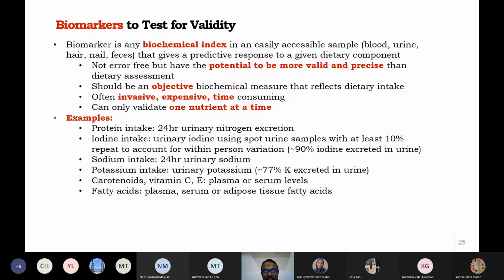Carotenoids, vitamin C, vitamin E, these are antioxidant vitamins. We usually measure them in plasma or serum samples. For fatty acids, we can measure in plasma and serum, but the best is to measure in adipose tissue fatty acids. It is quite invasive to get adipose tissue from a person's body for the measurement of fatty acids.